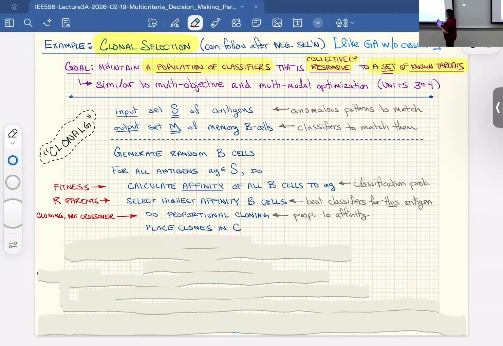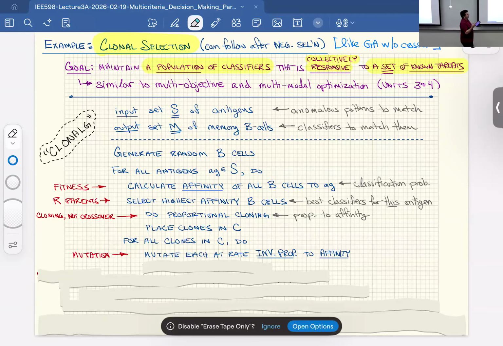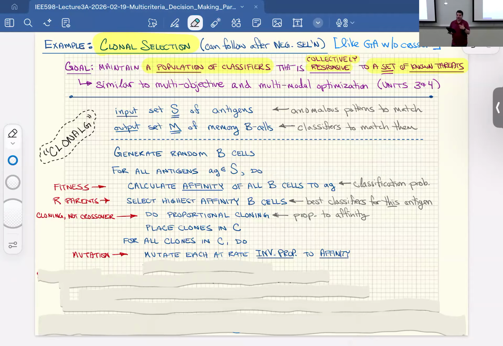So then you do proportional cloning, and you place all your clones into a new set C. And then for every clone in C, you mutate those clones at a rate inversely proportional to their affinity. So high affinity clones don't get hardly any mutation. They don't change much at all. Low affinity clones then get more mutation. So the things that seem to be a poor match for this antigen end up getting clones that are a bigger deviation from the B cell that they came from.